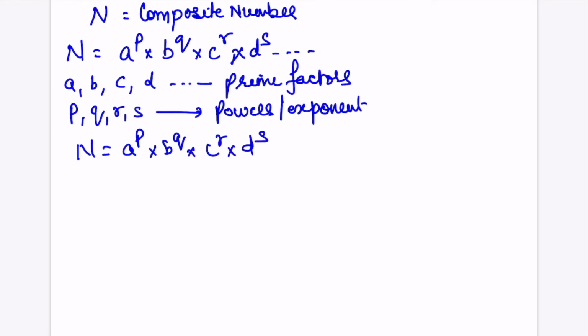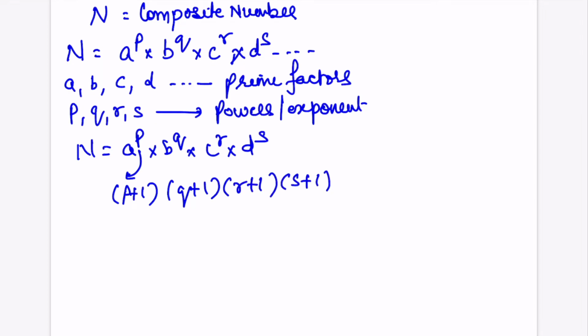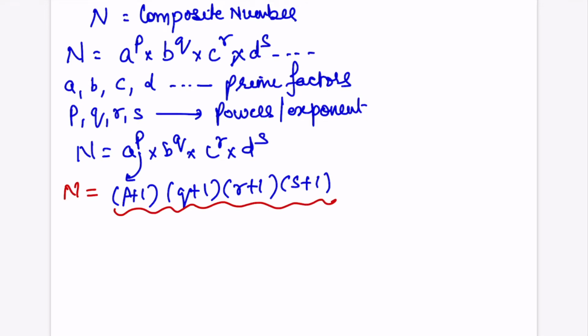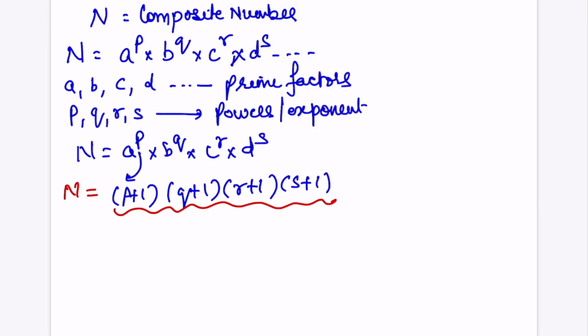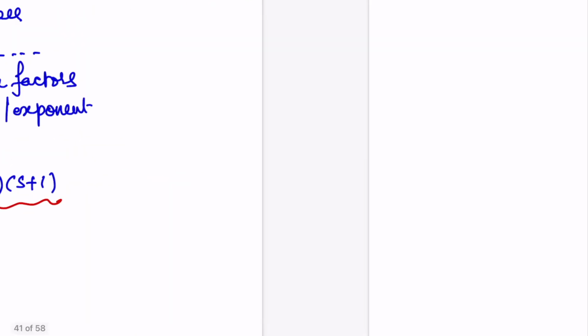As I told you, in the case of 24, you have to add just 1 to the powers. So (p plus 1) into (q plus 1) into (r plus 1) into (s plus 1). This is the formula for calculating the total number of factors of a number. So I hope you can calculate the total factors of 24 orally. Now I will tell you how to calculate the sum of factors of 24.